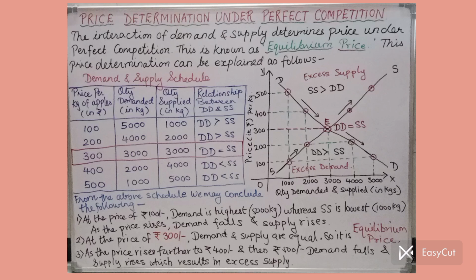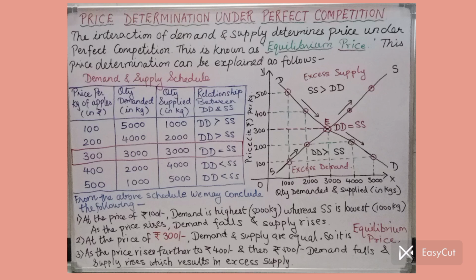Then we will simply put the easiest numbers. From 5000 we will go in descending order: 5000, 4000, 3000, 2000, 1000. Simple. And then for quantity supplied, we will just reverse this order. So in supply we will write from 1000 and go in ascending order: 1000, 2000, 3000, 4000, 5000. I hope you got this. Now see how it reads. At the price of rupees 100, demand will be 5000, supply will be 1000.